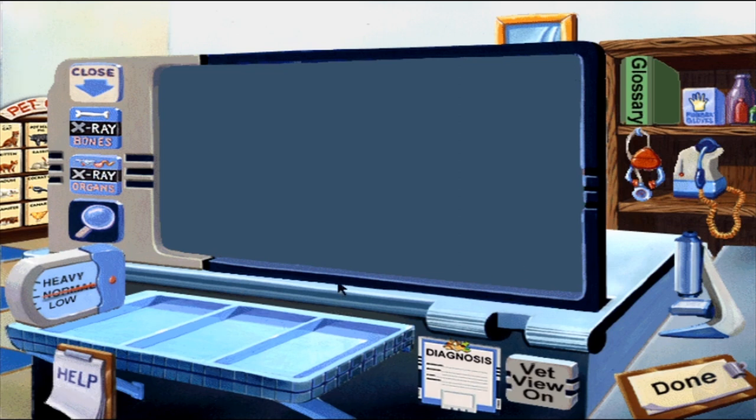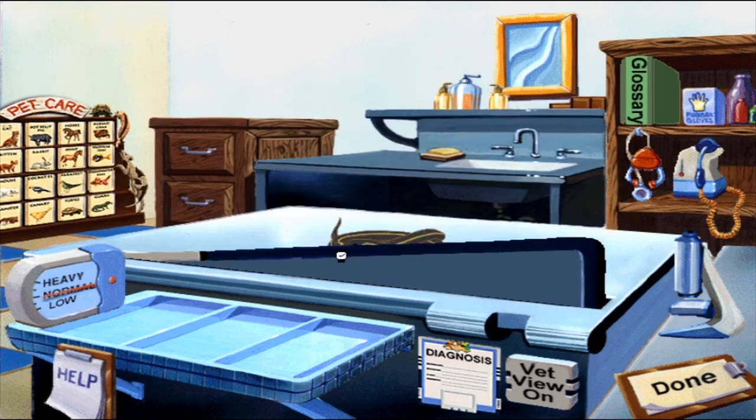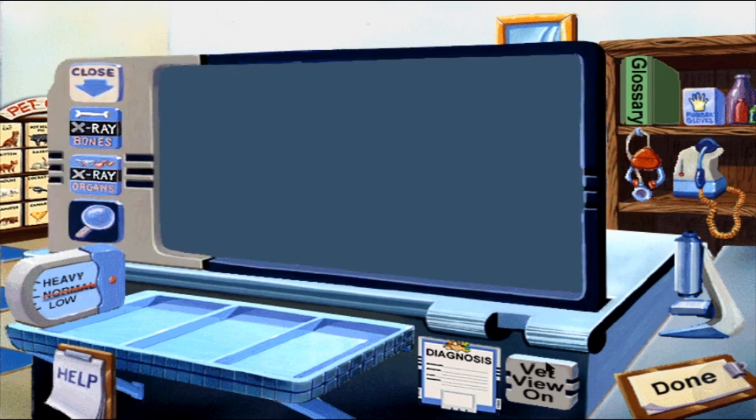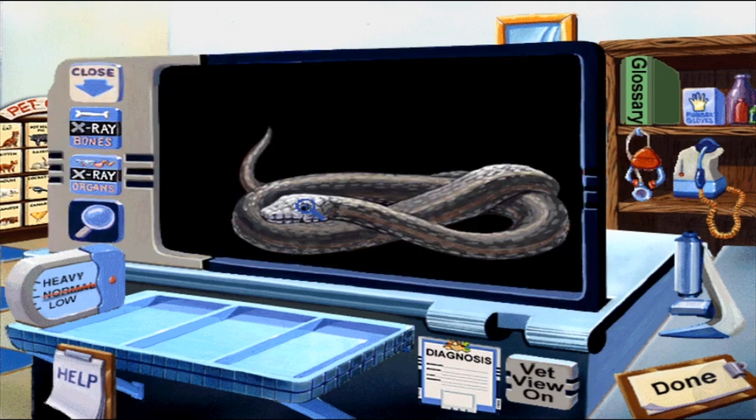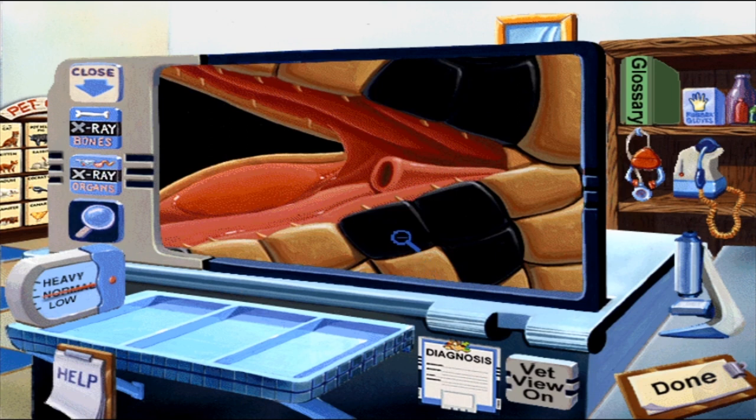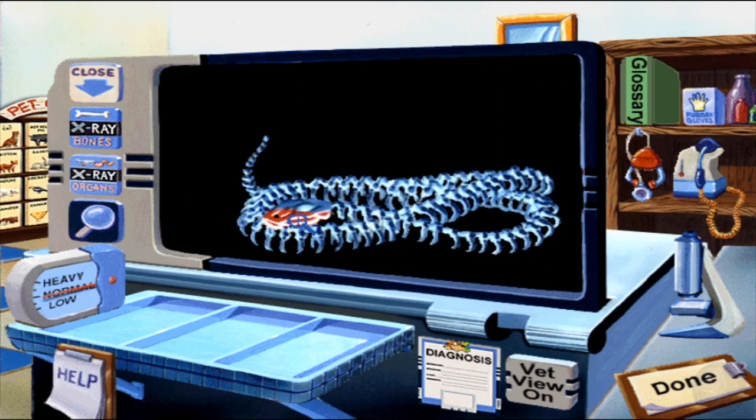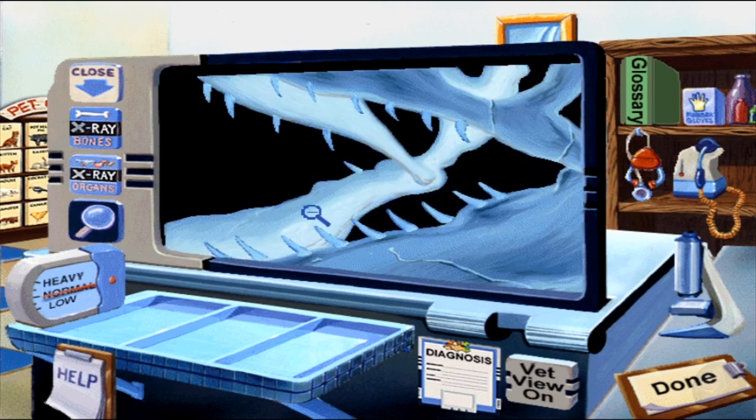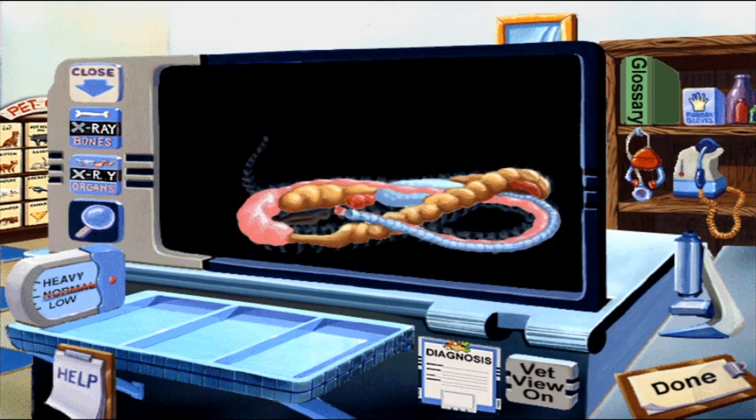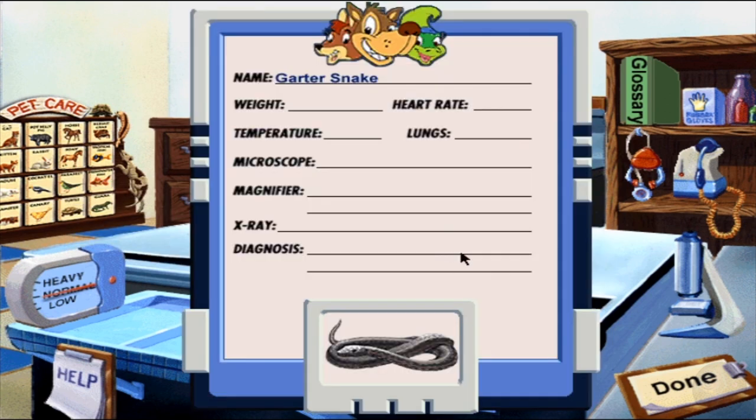Oh, you've brought an animal in for examination. The snake's gums look very irritated and some teeth are missing. I don't see any problems here. Swollen gums, missing teeth.